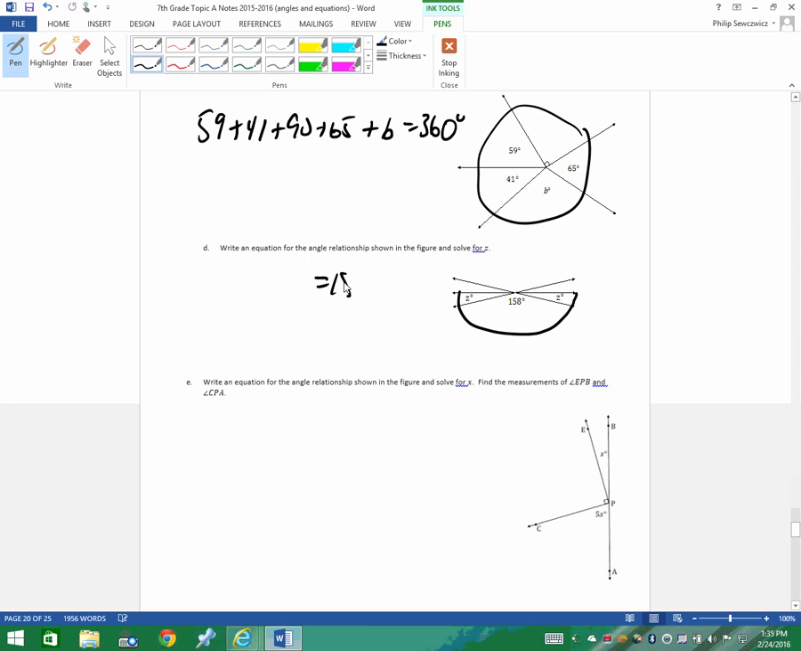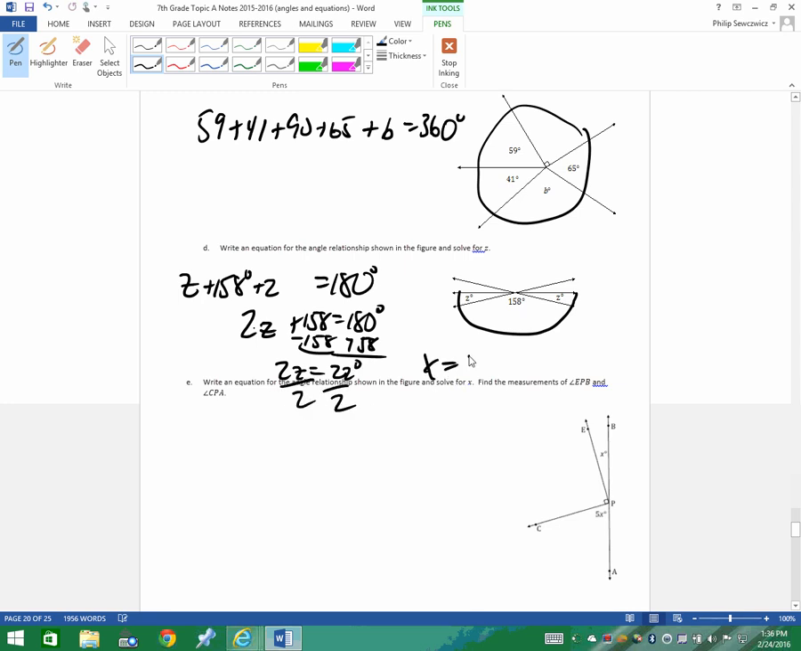All of that has to equal 180 degrees. So I've got z plus 158 degrees plus z has to result in 180 degrees. So I'm going to combine some like terms here, and this is the power of solving your equation. I've got 2z plus 158 results in 180 degrees. Let's do a little subtraction from both sides. 2z equals, in this case, 22 degrees. Oh, divide both sides by 2. z equals 11, and that's what we had wanted.